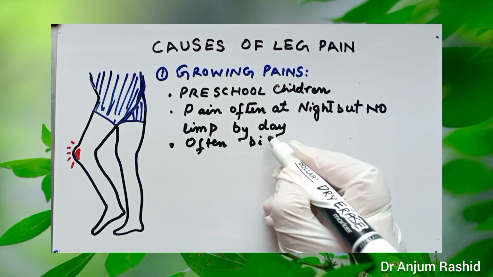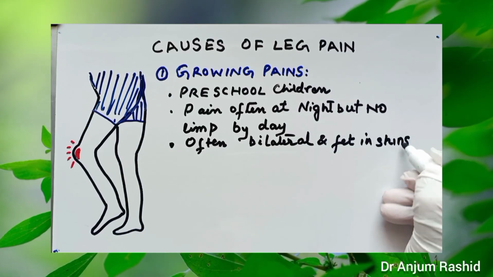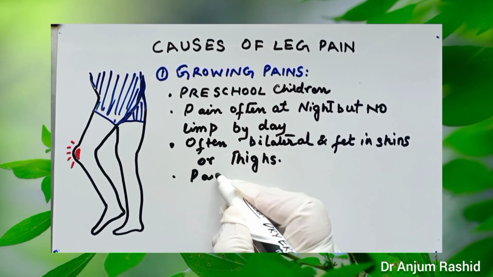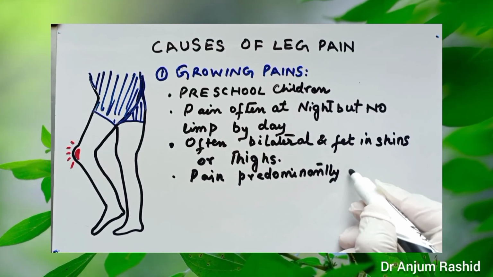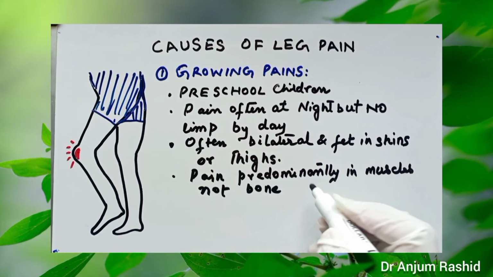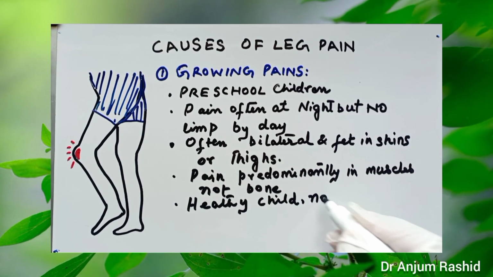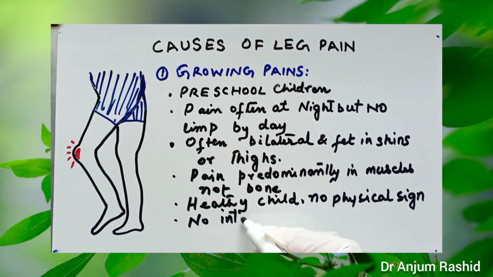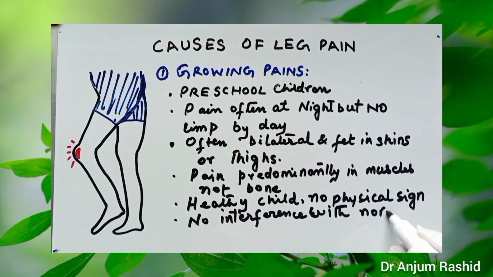The pain is often felt in both legs, especially in the thighs, calves, or behind the knees. Interestingly, it never causes limping or joint swelling, and the child remains active during the day. The exact cause isn't fully understood, but it is believed to be due to overuse of muscles or increased physical activity. Reassuringly, these pains are harmless and self-limiting. Simple massage, warm compresses, or gentle stretching usually help.